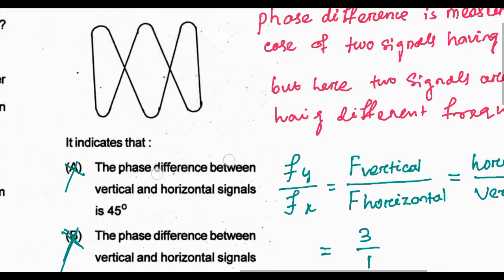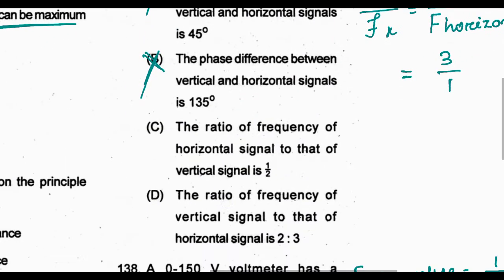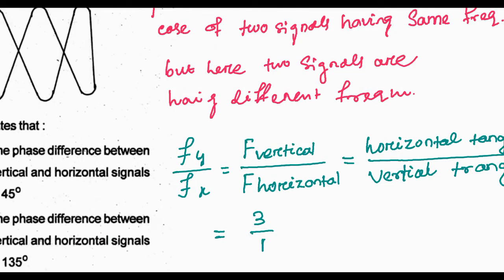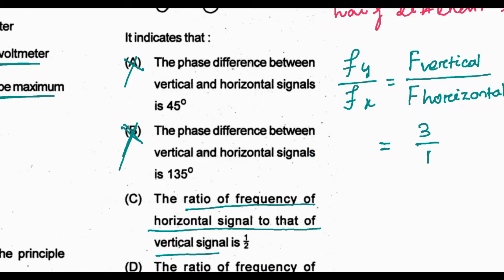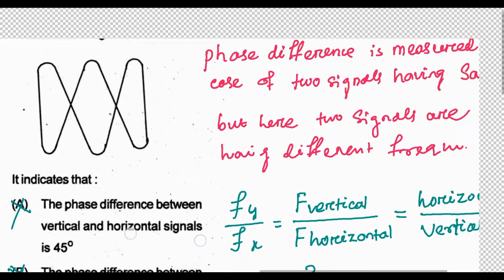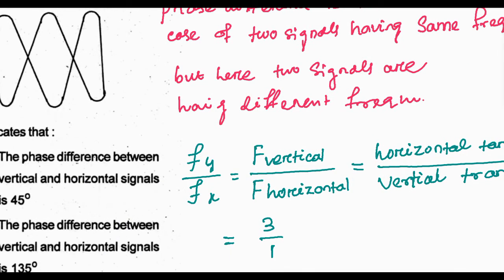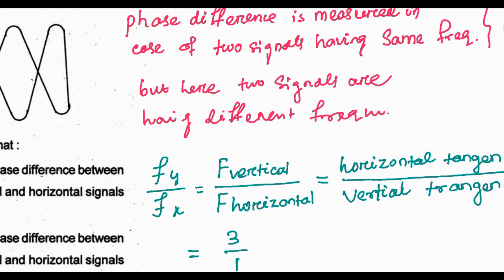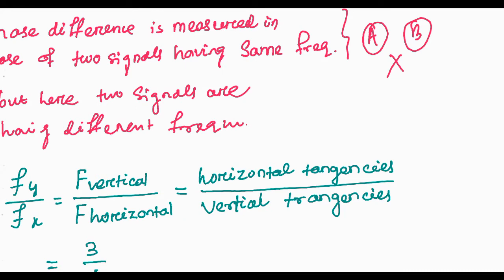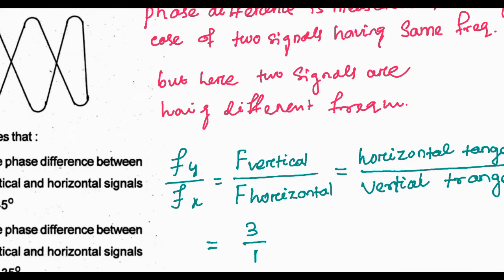So now we will analyze this one. What are options C and D? Ratio of frequency of horizontal signal to that of vertical signal. That means Fy is the vertical signal frequency and Fx is the horizontal signal frequency, and the frequency of vertical signal by the frequency of horizontal signal is equal to the number of horizontal tangencies by vertical tangencies. So what are the tangencies? Horizontal tangencies and vertical tangencies.